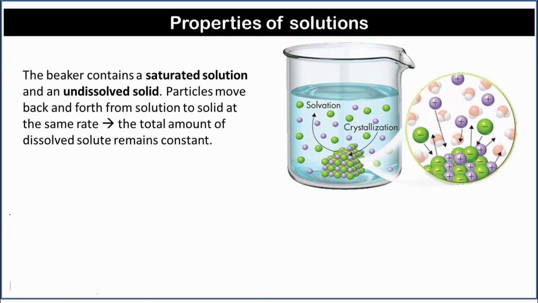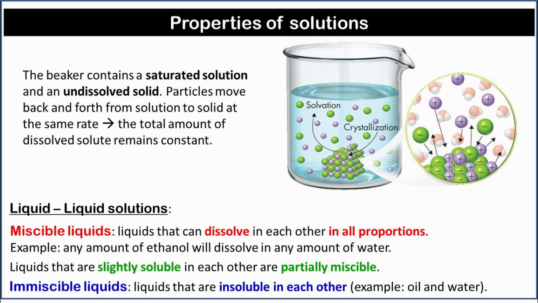The beaker contains a saturated solution and an undissolved solid. Particles move back and forth from solution to solid at the same rate, so the total amount of dissolved solute remains constant. Some liquids are completely soluble in each other. These are called miscible liquids. Example: any amount of ethanol will dissolve in any amount of water.